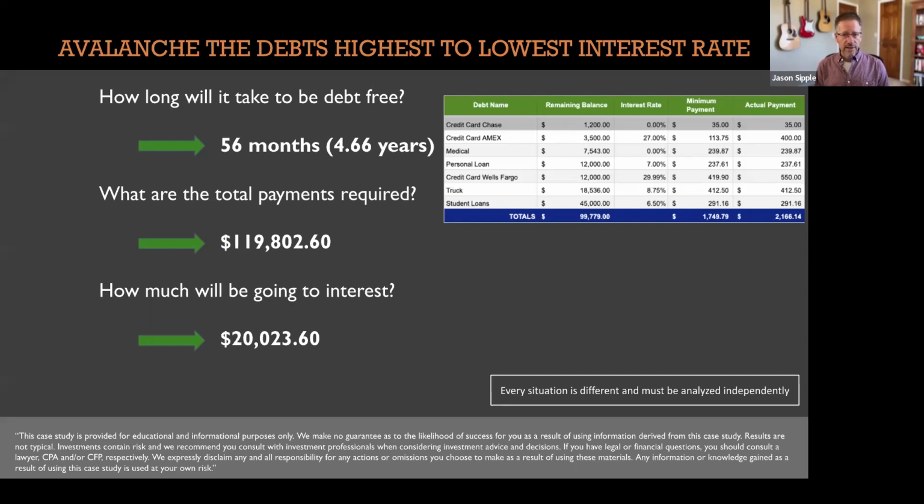However, with all of that said, the avalanche, which is the highest interest rate to the lowest, is the most efficient. And again, we're saving a couple $1,000s based on the different options. So now we're paying about $20,000 in interest versus 21 or 22. And we've carved off another month, so we're now done paying all these debts in 56 months.